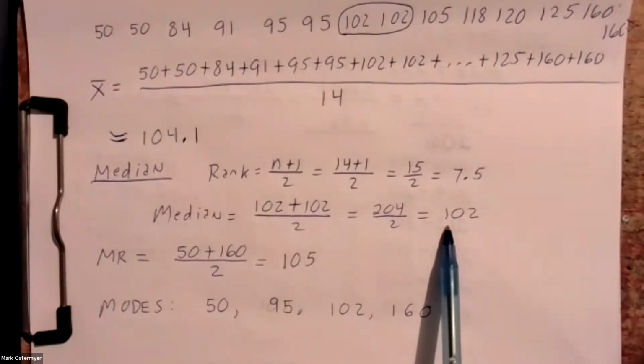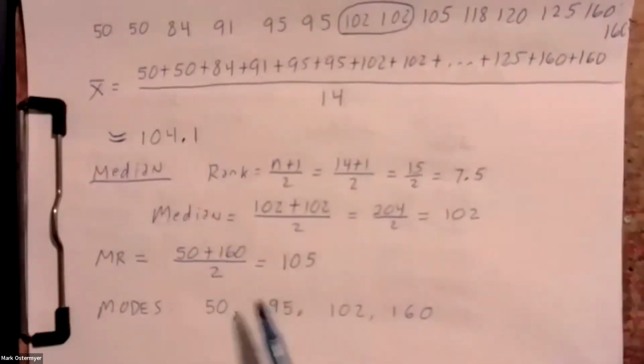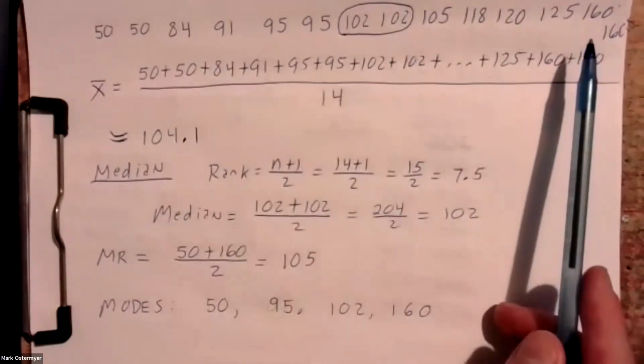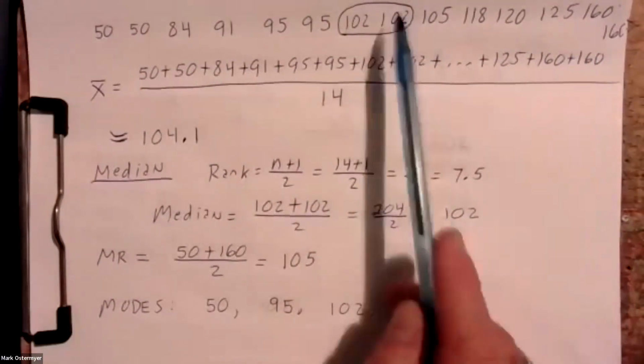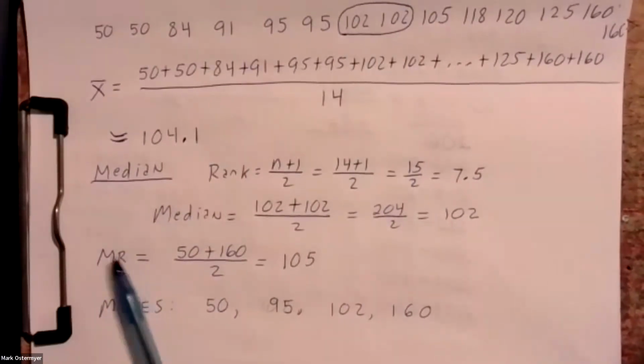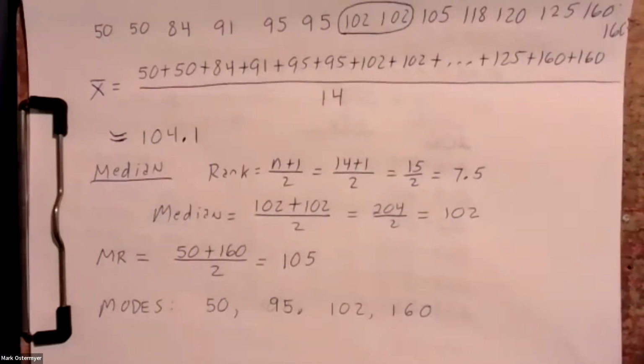Notice in this case, 102 is actually a data point in our data set. That's not always the case, though. Especially when you have an even number of observations in your data set, your median may or may not actually be a data point in the data set. The mid-range value is nothing more than the average of the minimum value in a data set and the maximum. So 50 plus 160 divided by 2 is 105.